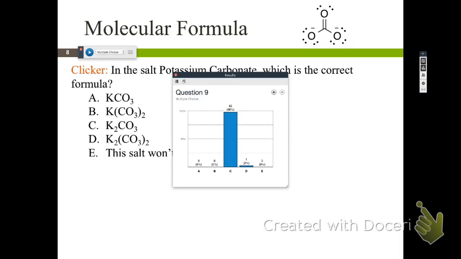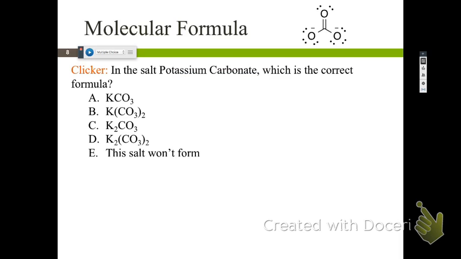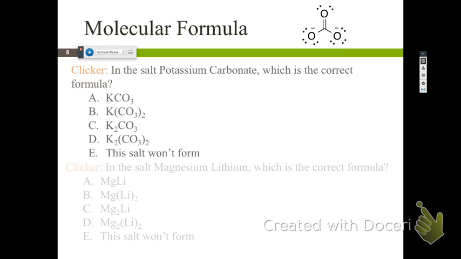Bam. All right. Justification. Group 1 metal with carbonate, we know the charge based on where the metal is in the periodic table, so we can figure that out.